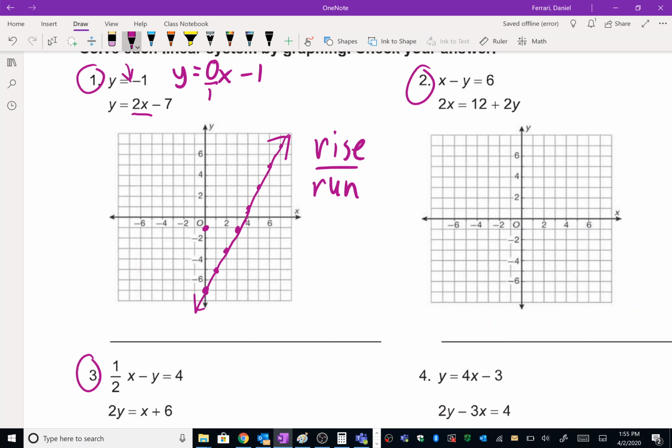And I'm going to rise 0. So that means I'm not going to go up at all. I'm going to stay exactly where I am, and then I'm going to run 1. And then I'm going to rise 0, and I'm going to run 1. And you can kind of see the pattern of what you're going to get here, okay? And a line with a slope of 0, we've talked about this before, that is a horizontal line, right?